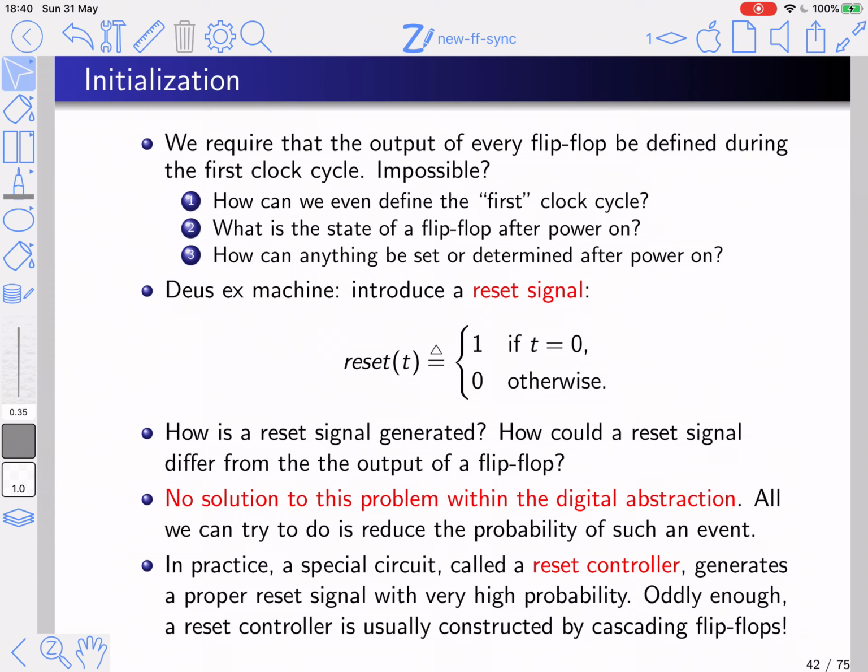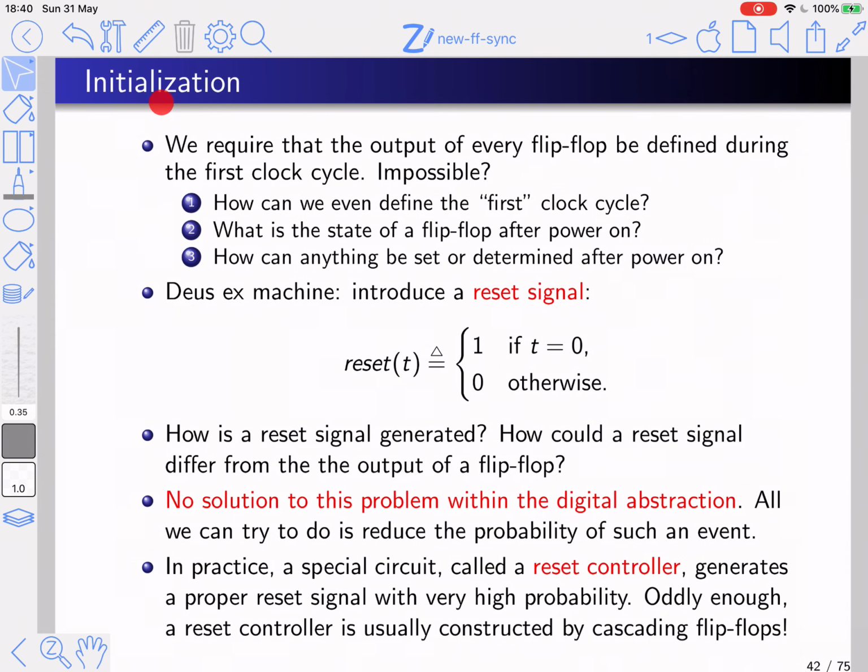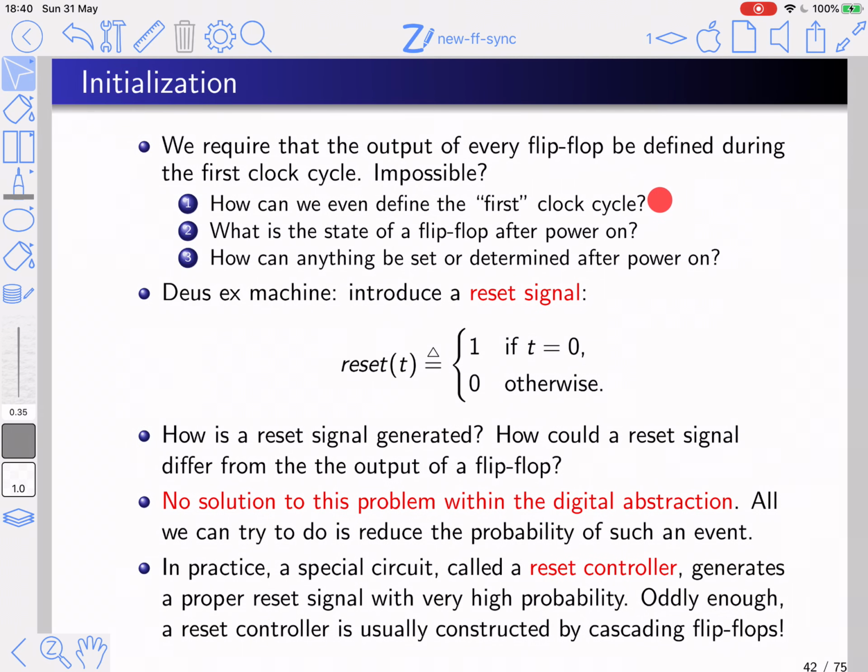Now, I mentioned so far the issue of initialization as an assumption. We require that the outputs of every flip-flop be defined during the first clock cycle. How can you do that? How can you even define what the first clock cycle is? What is the state of a flip-flop after you turn a circuit on? It was disconnected from the power, now I turn it on. What is going to be the output of the flip-flops? It might be 0, it might be 1.